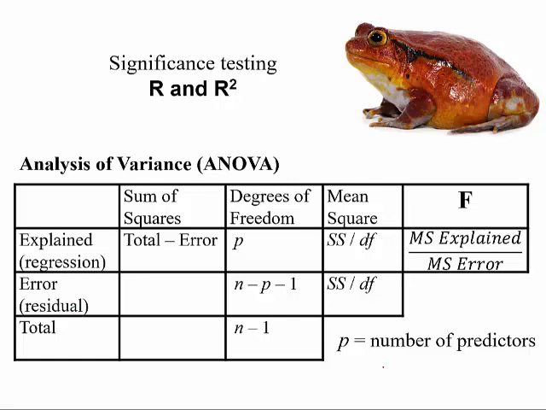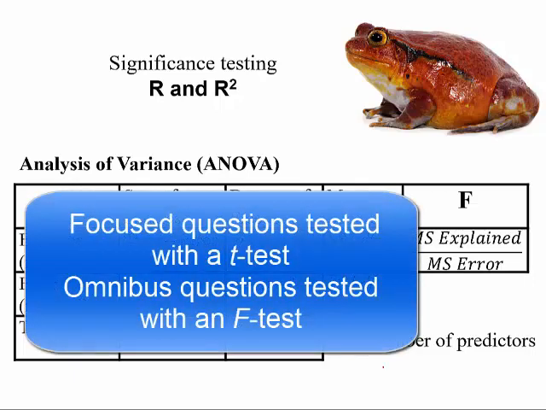So one thing that will help you keep track of different inferential statistics, and specifically one thing that will guide you in knowing when to do a t-test and when to do an F-test, is to keep in mind the distinction between a focused question and an omnibus question. I've mentioned those terms before. Recall that a focused question is a question you can address with two hands. For example, what is the correlation between x and y? What is the correlation between two variables?